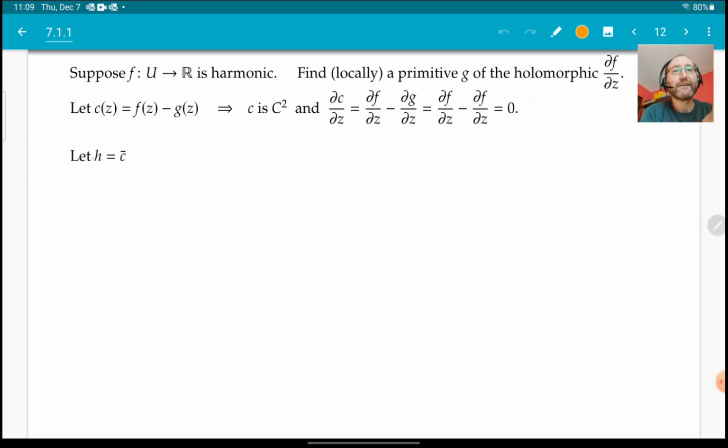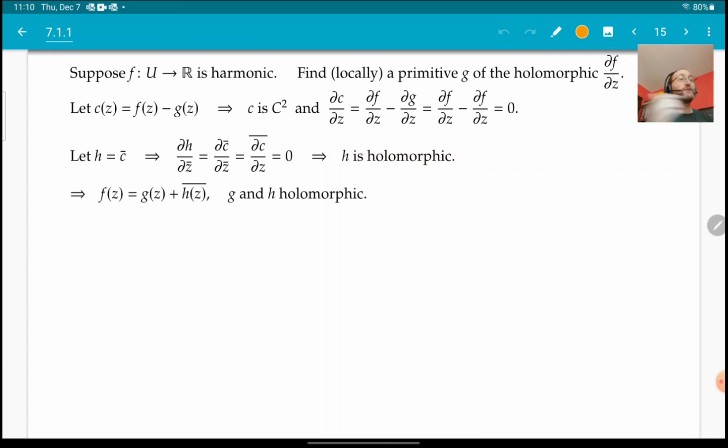All right, so let's bar c. So let's take the complex conjugate of c. That's really what we're interested in. So if I take the z bar derivative of h, right? So that's really the z bar derivative of c bar. So if you work out what that means in terms of the derivatives, that's the complex conjugate of the z derivative of c, and we know that that's 0, right? Okay, so that means that h is holomorphic, right?